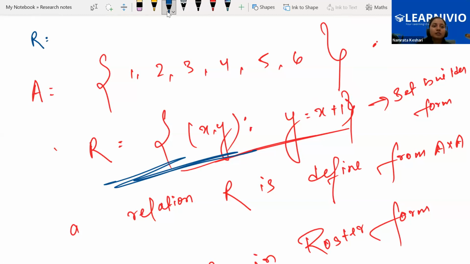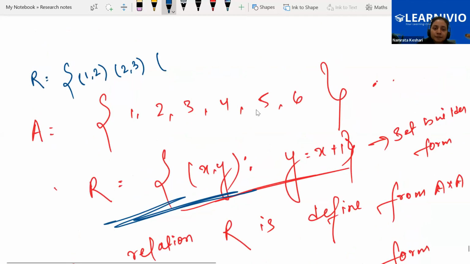Tell me what ordered pairs will be there in our relation. 1, 2, then 2, 3, 3, 4, 4, 5, 5, 6. Anything else? Are we leaving anything else? Yes, Ali. Only these ordered pairs will be there: (1, 2), (2, 3), (3, 4), (4, 5), (5, 6).